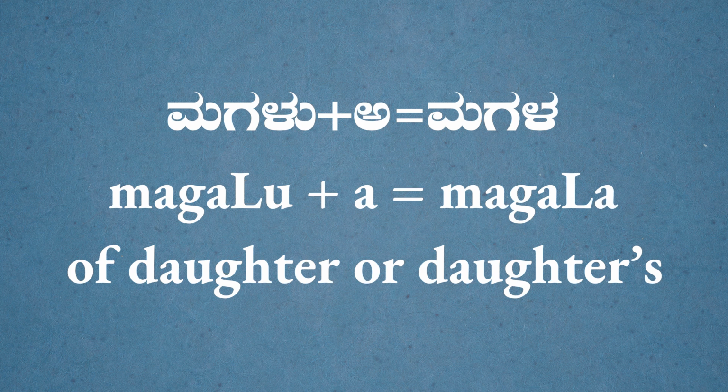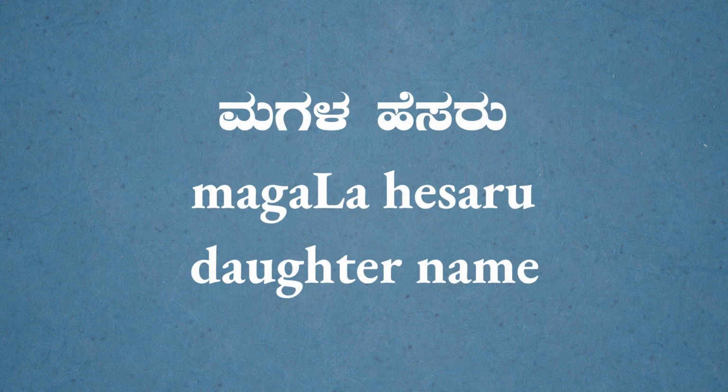There's a special case, possessive forms for Magalu and Makkalu. When Magalu, daughter, and Makkalu, children, take the possessive marker "a", there is a slight modification. The final "u" drops and "a" is added to form the possessive. This is a special case and does not follow the general rule for numerals. Magalu plus a becomes Magala. For example, Magala hesaru, which means daughter's name.